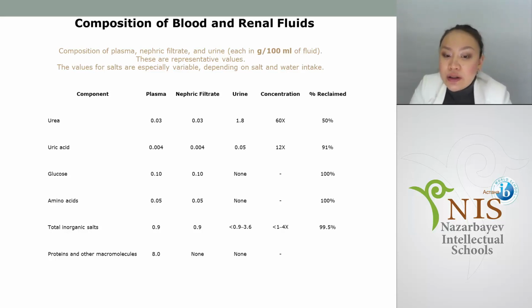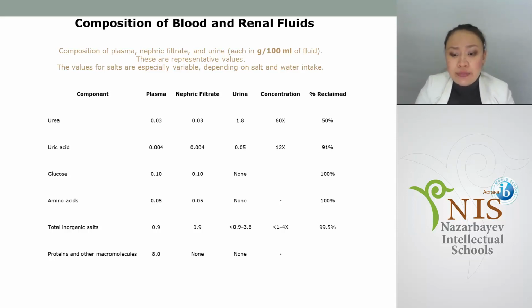Okay, in urine, look at the urine. Urea is very concentrated, 1.8, uric acid 0.05, glucose should be none. In urine we shouldn't have glucose.